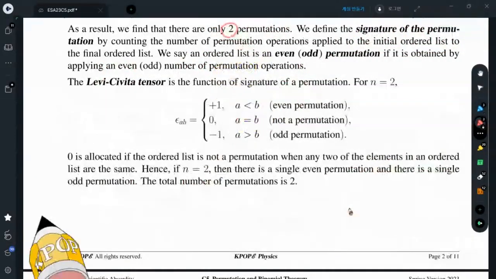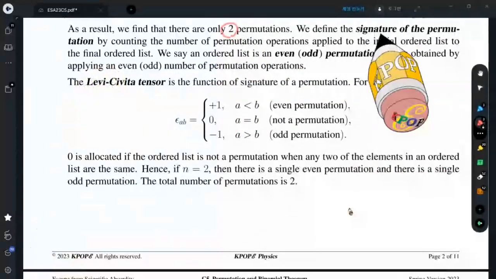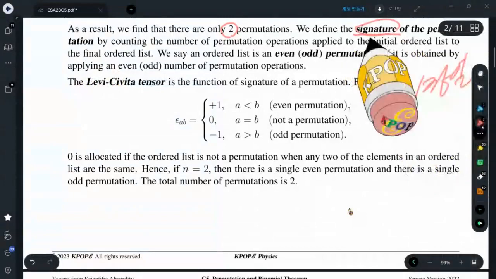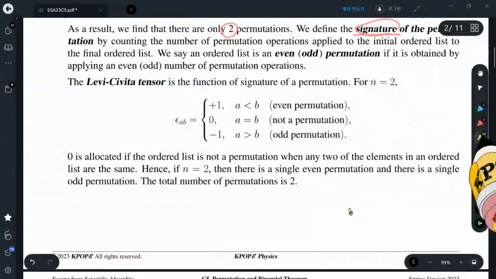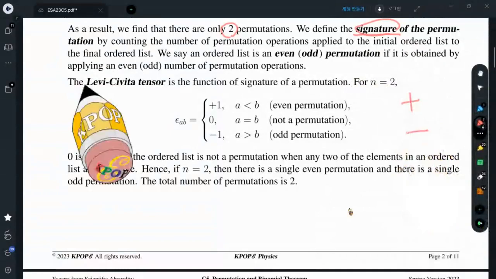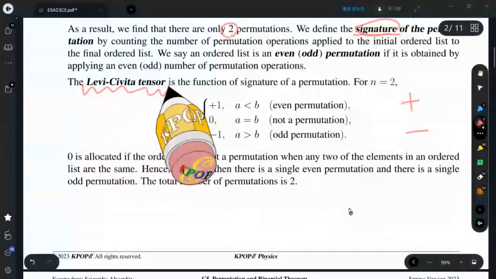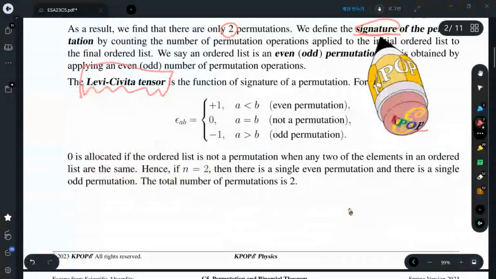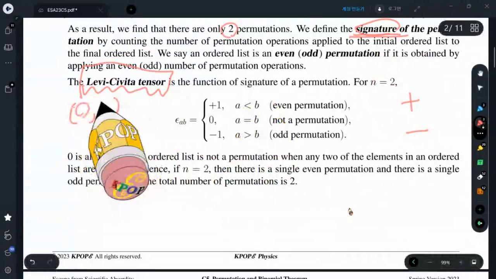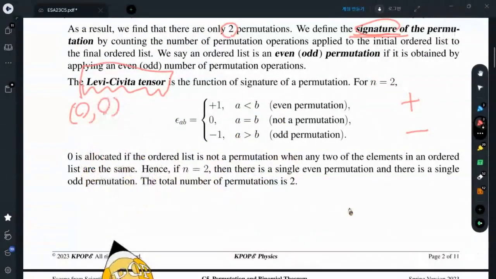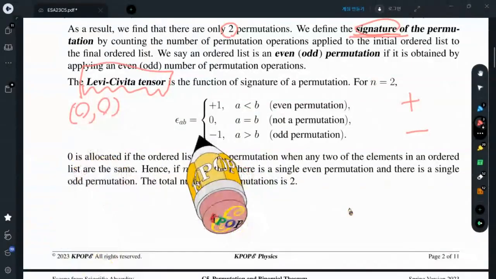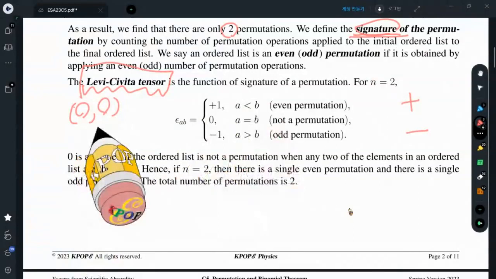As a result, we find there are only two permutations. We define the signature of the permutation. This signature does not mean my handwritten signature. This is a sign, either positive or negative. We define a Levi-Civita tensor that defines the signature of permutation. In case we have only two numbers that are listed in order, we have these three cases. Even permutation is, for example, 1 and 2.